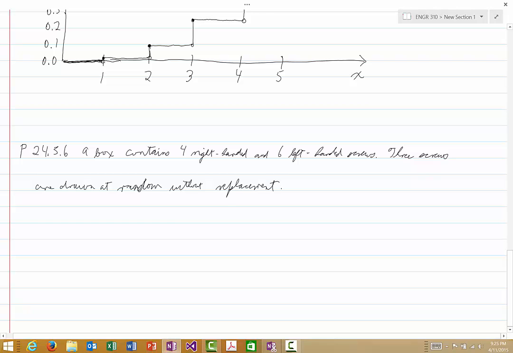And then it asks a number of questions about various probabilities. But what we'll do instead is ask the following. I'm sorry, there's one more sentence here missing. So let capital X be the number of left-handed screws drawn.